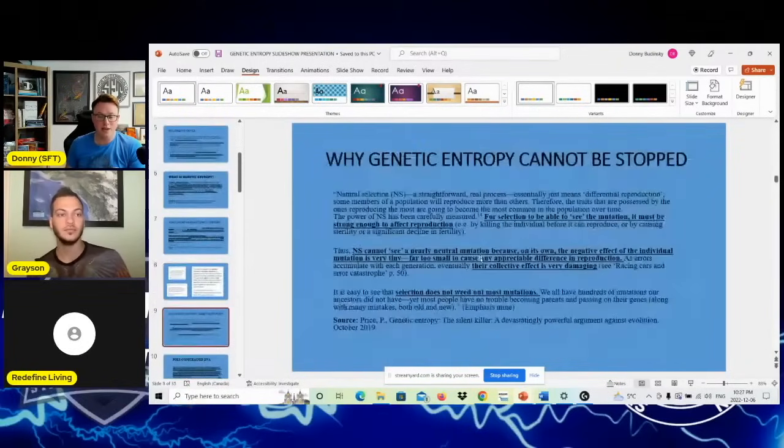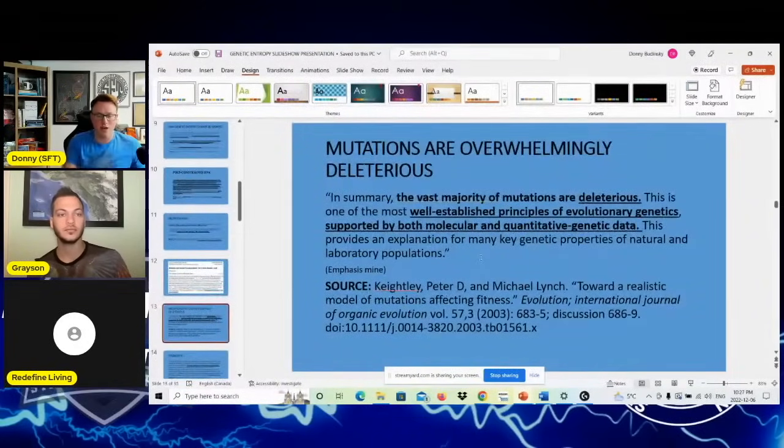The problem is, and this is where I want to get to this source that I have for you. This is from Michael Lynch, Keightley. These are not creationists. These are well-known evolutionary population geneticists and evolutionary biologists. This is from the paper Toward a Realistic Model of Mutations Affecting Fitness. So what do they say? In summary, the vast majority of mutations are deleterious. This is one of the most well-established. So right off the bat, let's not deny that most mutations are deleterious. The solutions have to take into account this basic fact.